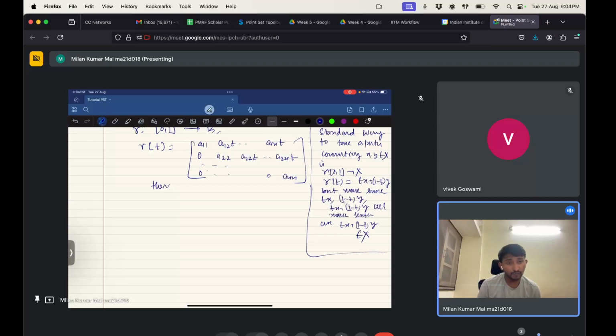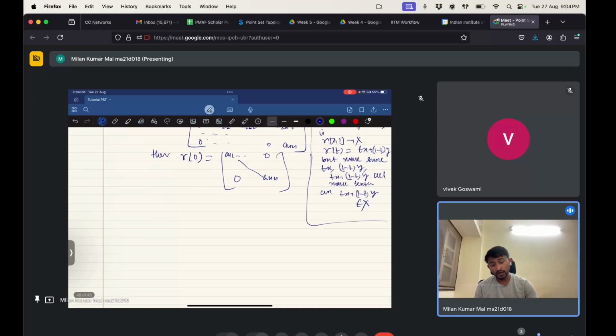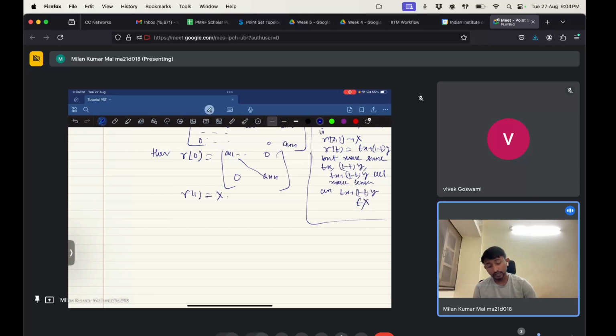If we have a topological space X for which, for any real number t, t of x and (1 minus t) of y make sense, we can add them, and the element is again in the topological space X, then we can directly give the path connecting the two points x and y. Then you can look at gamma of 0, which is equal to the main diagonal matrix, that means a11 to ann, with everything except the main diagonal being 0. And gamma of 1 is equal to X.